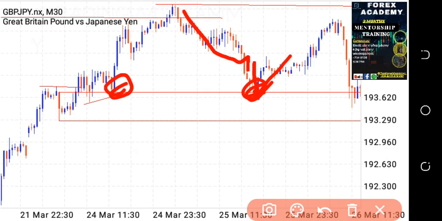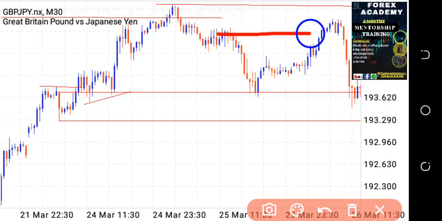We already know that this gap needs to be filled. That is where you need to stand your ground and say, hey, I know this gap needs to be filled. This gap needs to be filled. But now what did the market do? It actually came back up here and took out the money here.